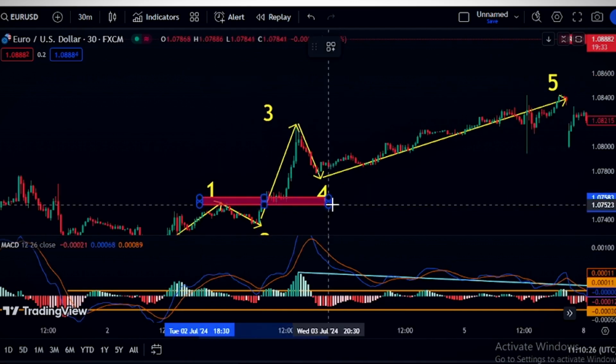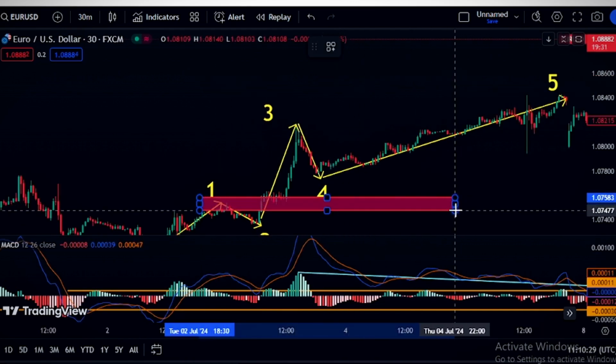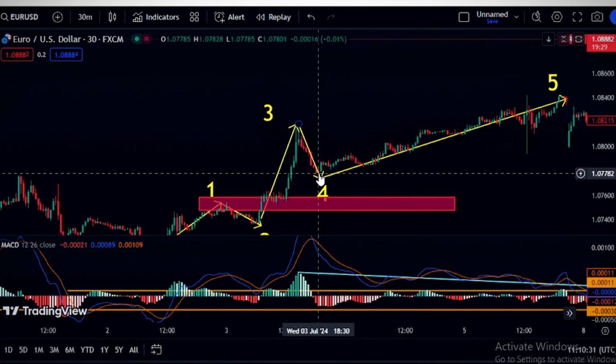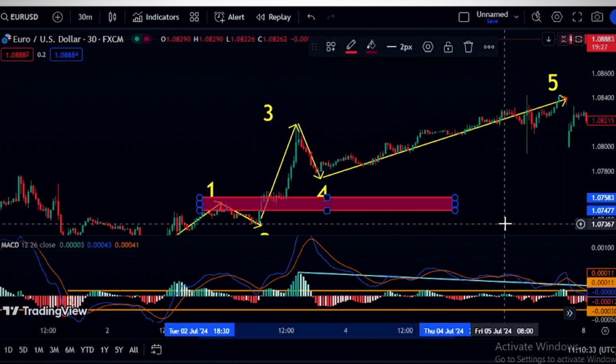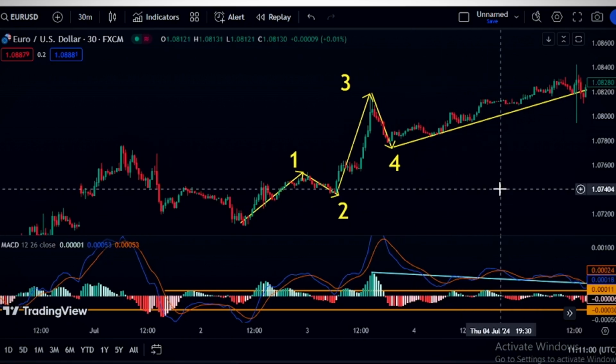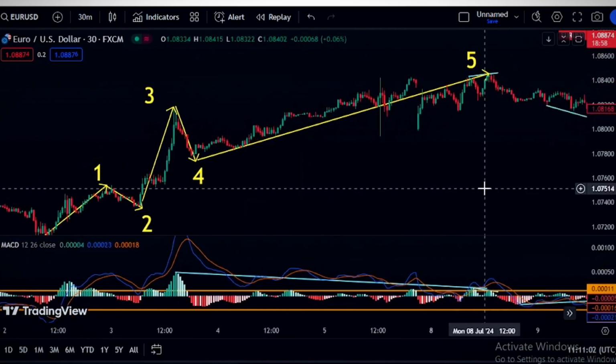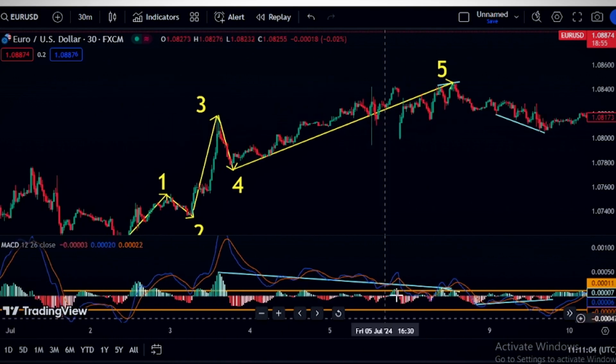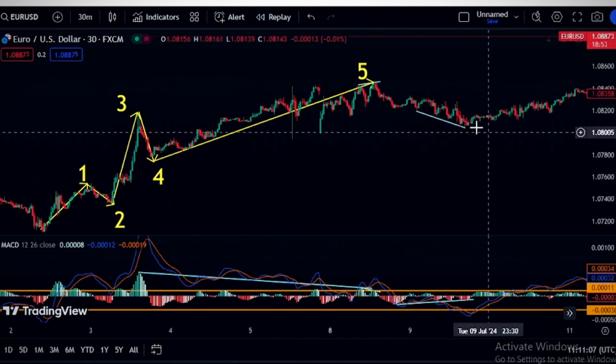Wave 3 should not be the shortest wave between waves 1 and 5, and wave 4 should not break into wave 1. By checking these rules with our desired 5 waves, if our hypothetical 5 waves matched the rules, then the 5 waves we recognized were correct, and after these 5 waves we should wait for a correction.